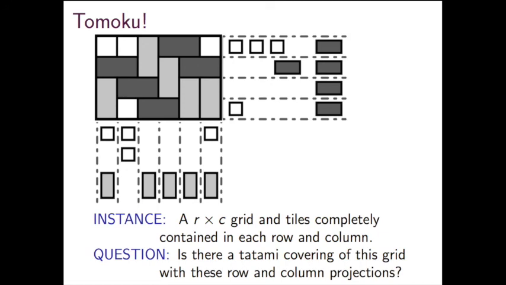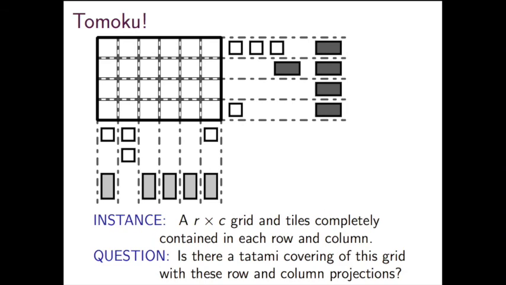Another decision problem you can look at is a kind of tomography problem. Say you have a covering like this one, and I tell you that in the top row there are three monominoes and one domino. That's these guys here. I do that for each row. And in this column there's one monomino and one domino. That's these guys here. And I do that for each column. You could play this as a game: I could give you these row and column projections and tell you there is a covering that satisfies them, and you could fill that in with a pencil. But maybe I could give you some row and column projections and ask whether there is a covering which satisfies those. That's the decision problem here: is there a tatami covering of this grid with these row and column projections? We don't know the answer to that either.